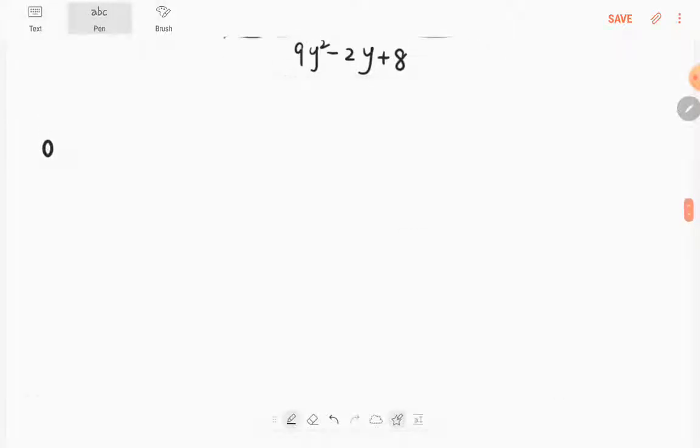Subtracting. So if we want to subtract the polynomials, we need to change the sign of the polynomial being subtracted and then do the addition. So what does that mean? Let's check this example.